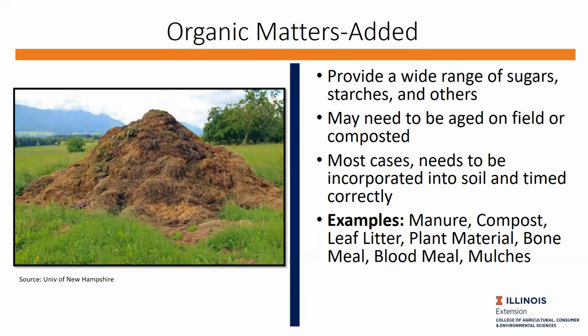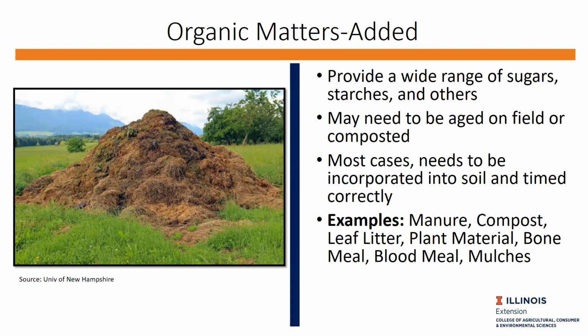So organic matter is added. They provide a wide range of sugars, starches, and other products in here. They tend to need to be aged on field or composted in most cases. We also need to think that many of them need to be incorporated into the soil and also consider timing these correctly. You will find that sometimes they just need to be timed a bit more than other ones tend to be. This includes manure, compost, leaf litter, kind of any plant material, debris.